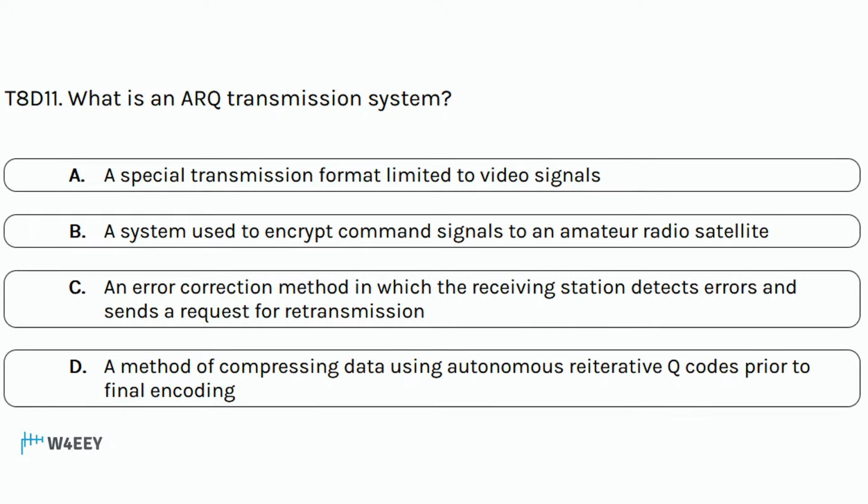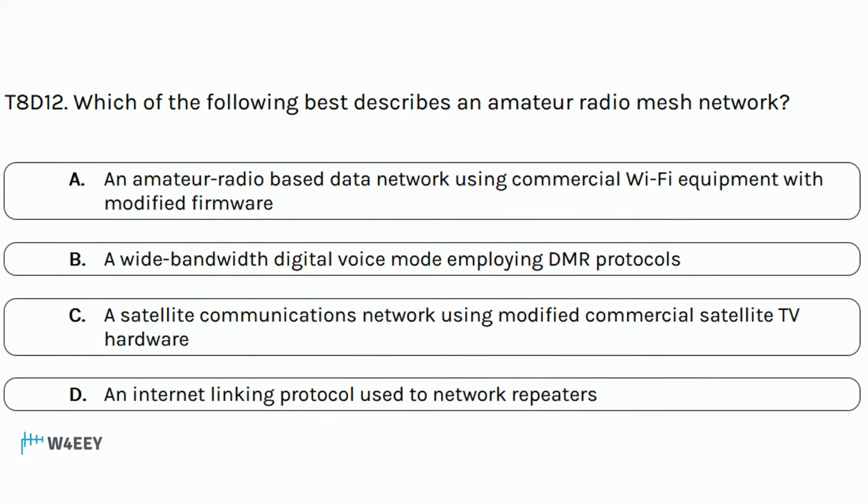So what is an ARQ transmission system? Charlie. It's what packet radio is. It's an error correction method in which the receiving station detects errors and then sends a request for retransmission. Hey, I didn't get it, send it again. ARQ, automatic repeat request. Which of the following best describes an amateur radio mesh network? I didn't talk about this specifically, but you saw that Linksys router that could be modified.